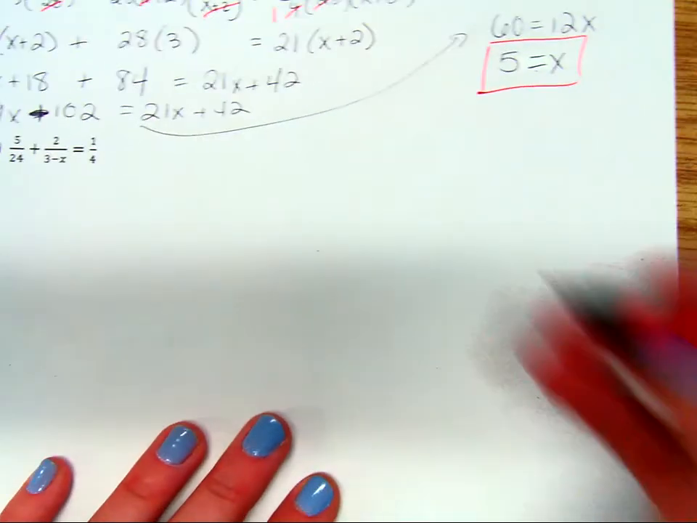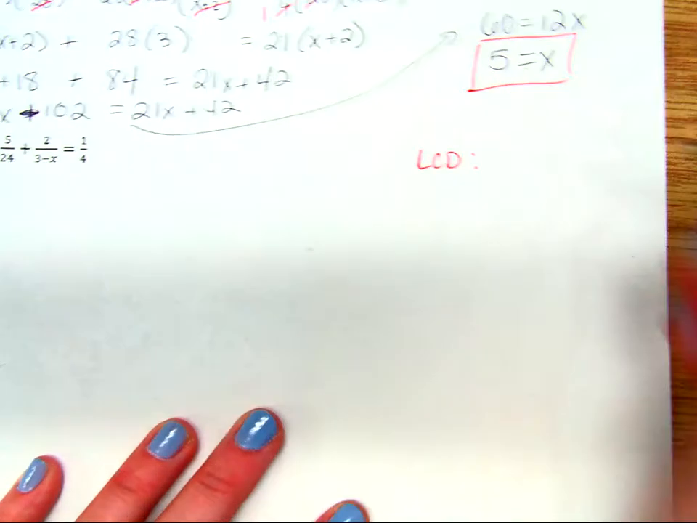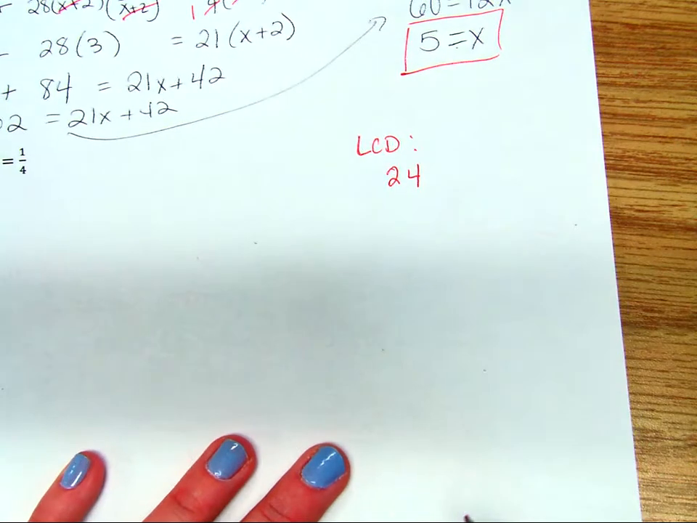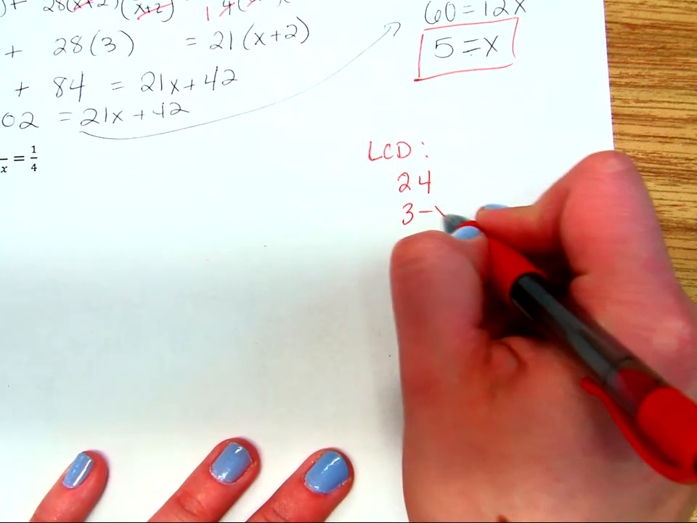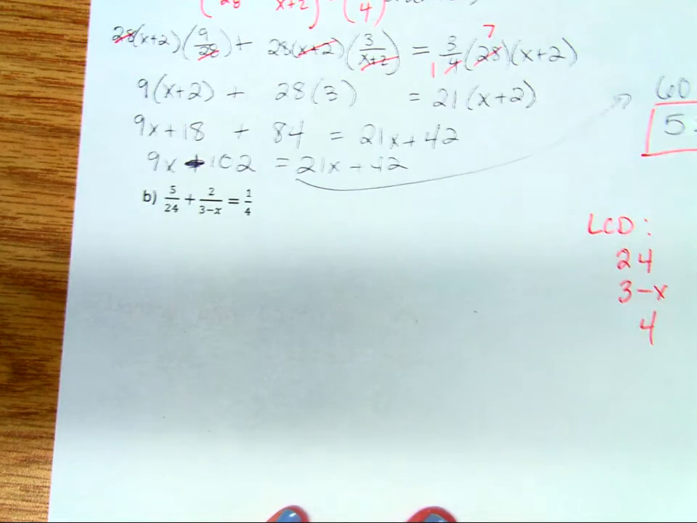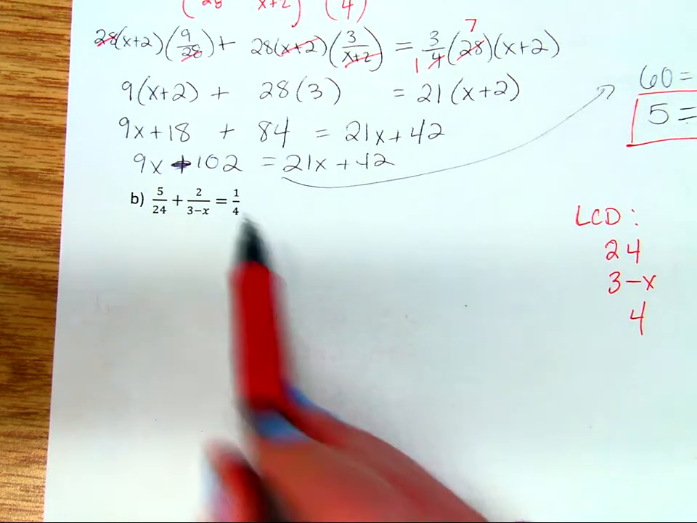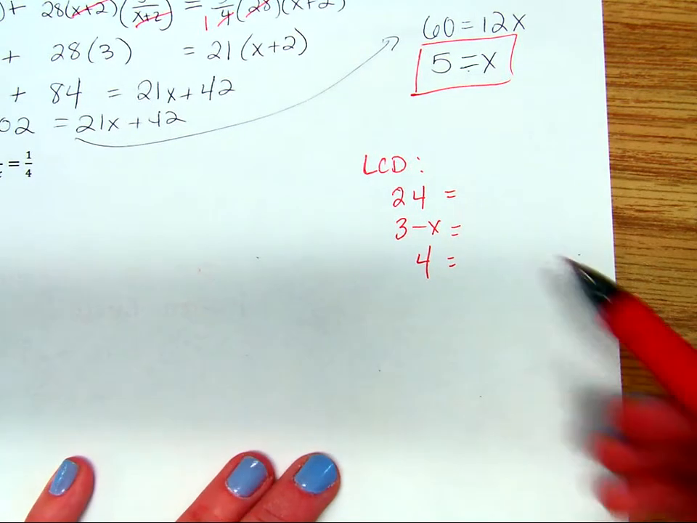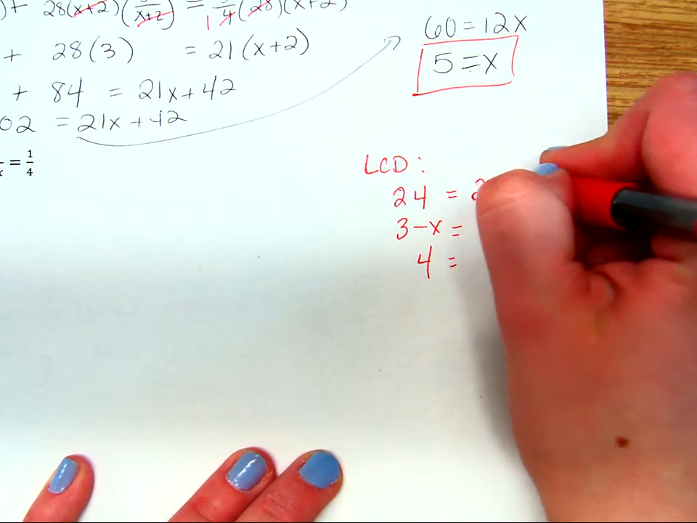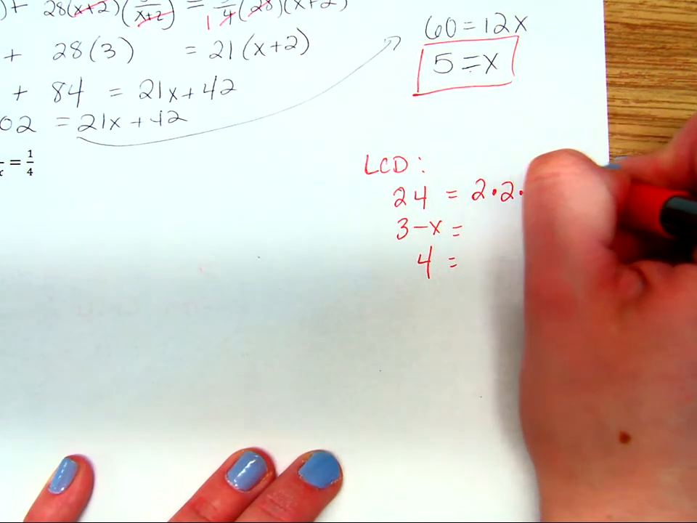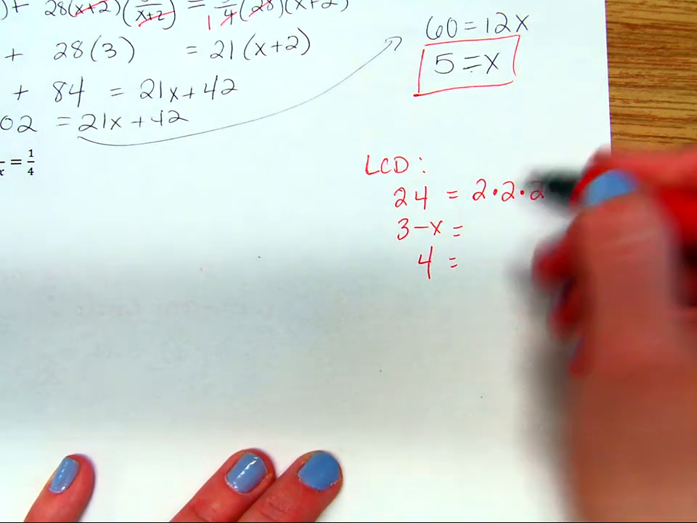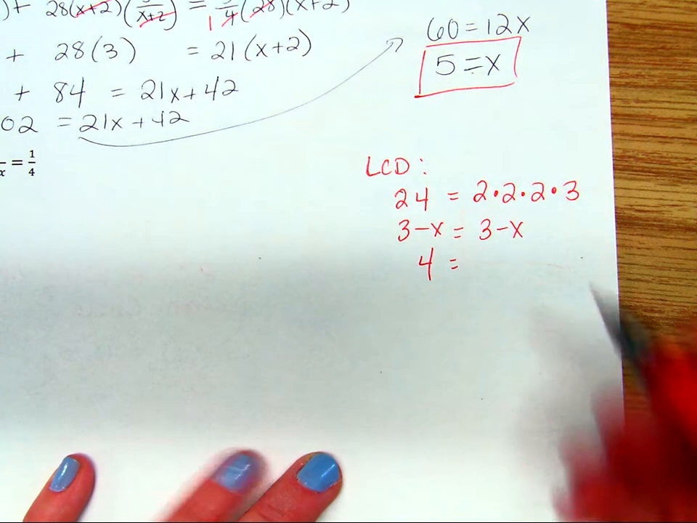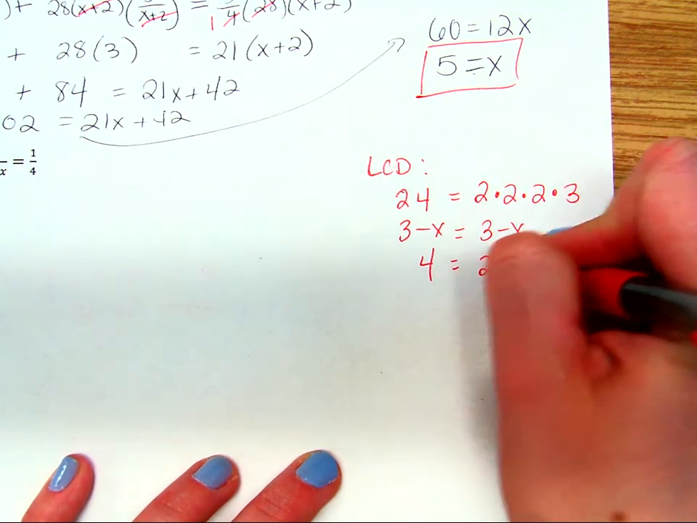So we're going to go over here, do some side work. We're going to write out our 3 denominators, which are 24, 3 minus x, and 4. And I'm going to expand them if possible. So 24, if I were to make a factor tree, it's equal to 2 times 2 times 2 times 3. 3 minus x, I can't simplify at all, so I'm just going to leave it as 3 minus x. 4 is 2 times 2.